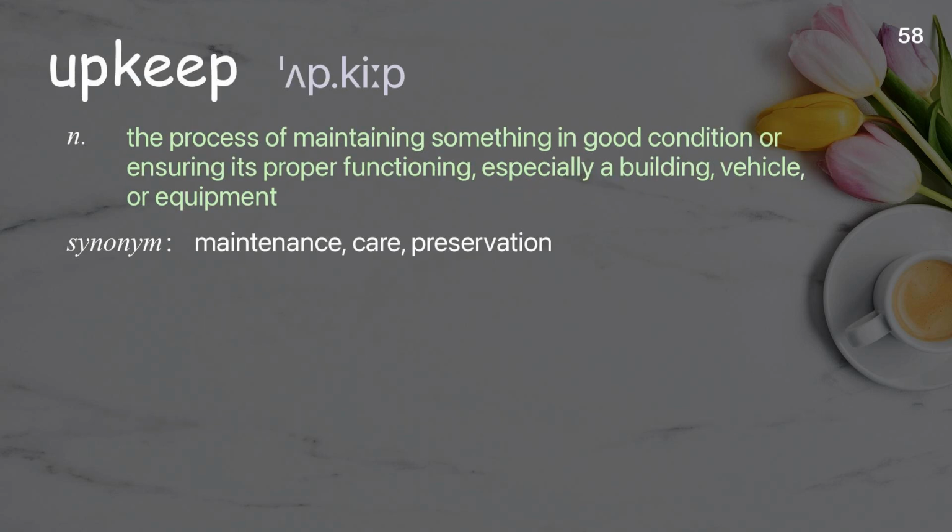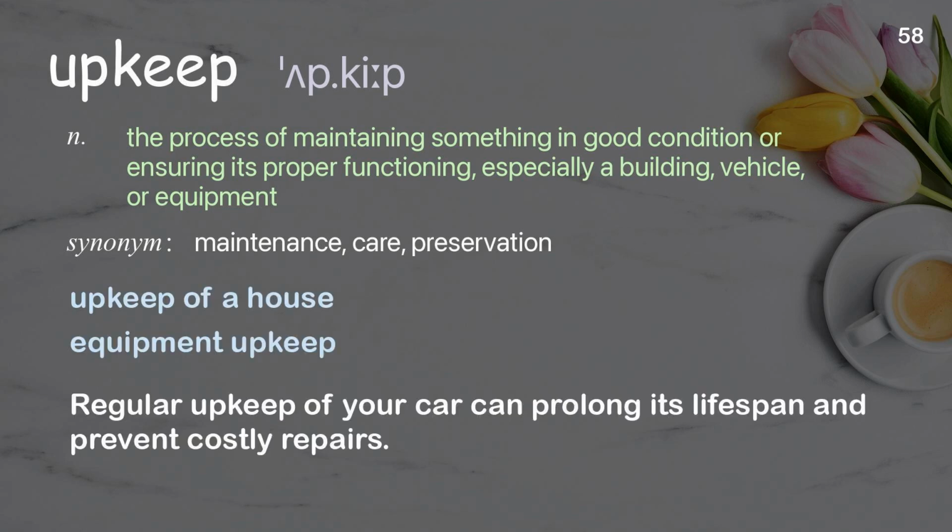Upkeep. The process of maintaining something in good condition or ensuring its proper functioning, especially a building, vehicle, or equipment. Examples: Upkeep of a house. Equipment upkeep. Regular upkeep of your car can prolong its lifespan and prevent costly repairs.